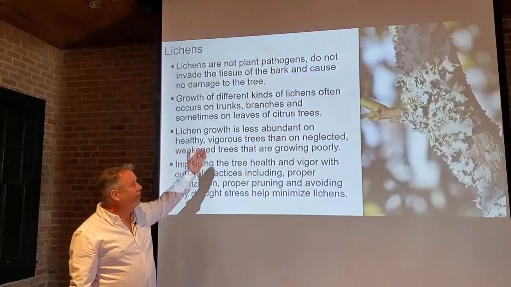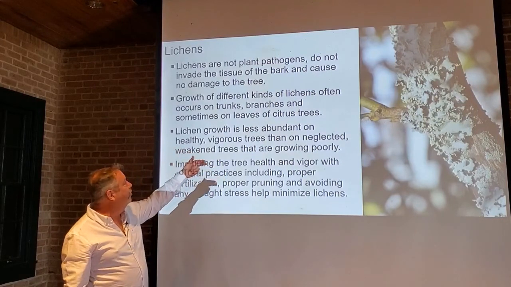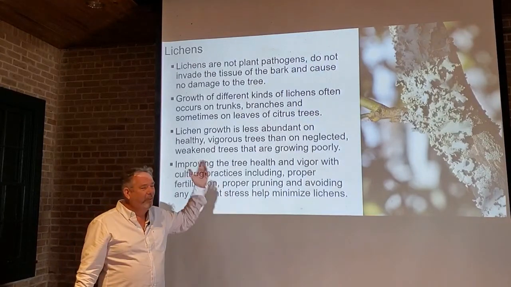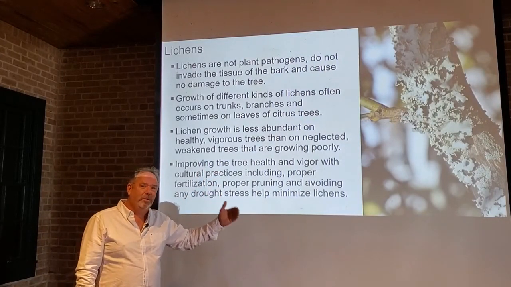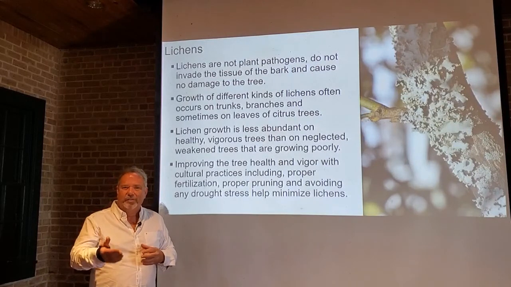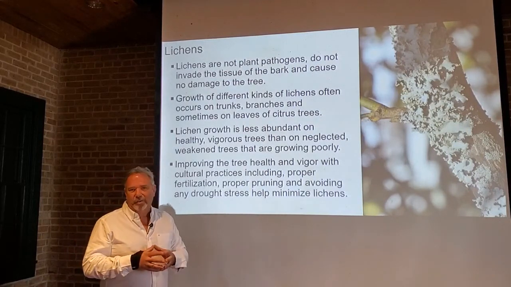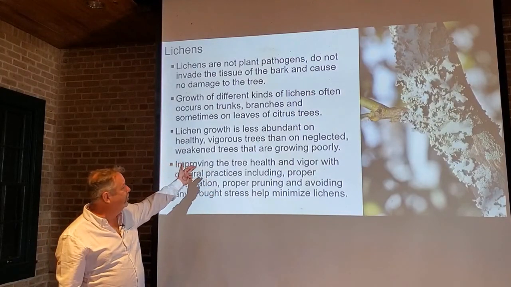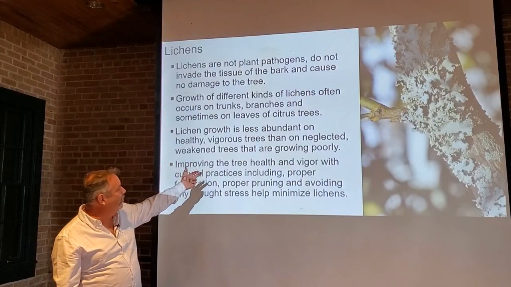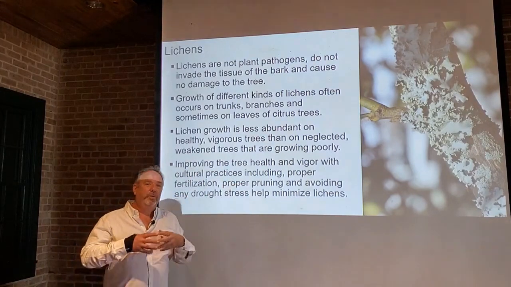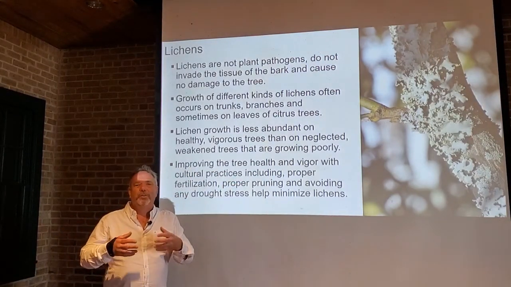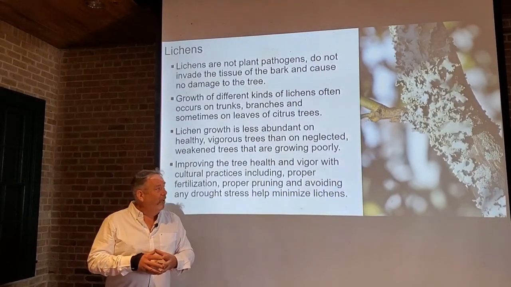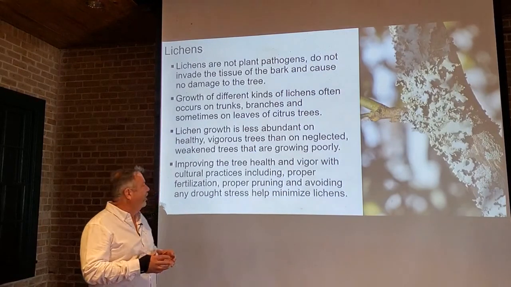Different kinds of lichen are often visible on the trunks and branches and leaves, sometimes of citrus trees. Now, although the lichens do not cause damage to trees, we do often see lichens associated with trees that are in poor health. That's because lichen growth is less abundant on healthy, vigorous trees than on neglected, weakened trees that are growing poorly. So it's very much associated with a tree that is in poor condition already. The lichens can come in and take advantage and really get a hold of that and grow.